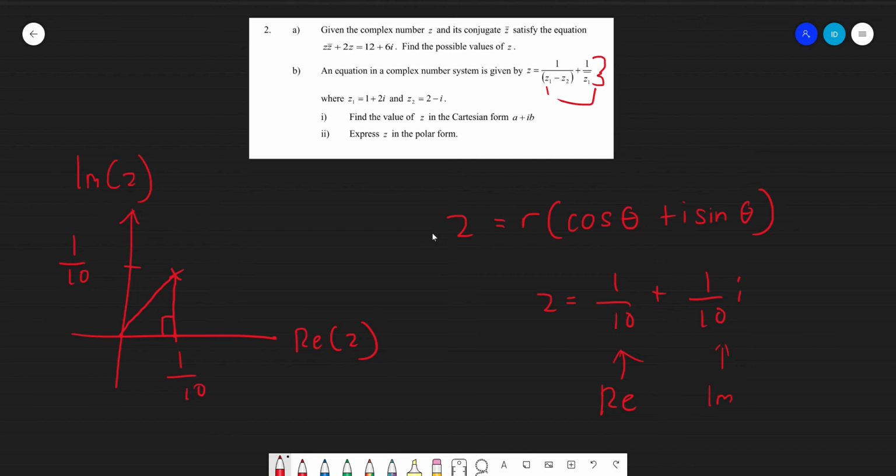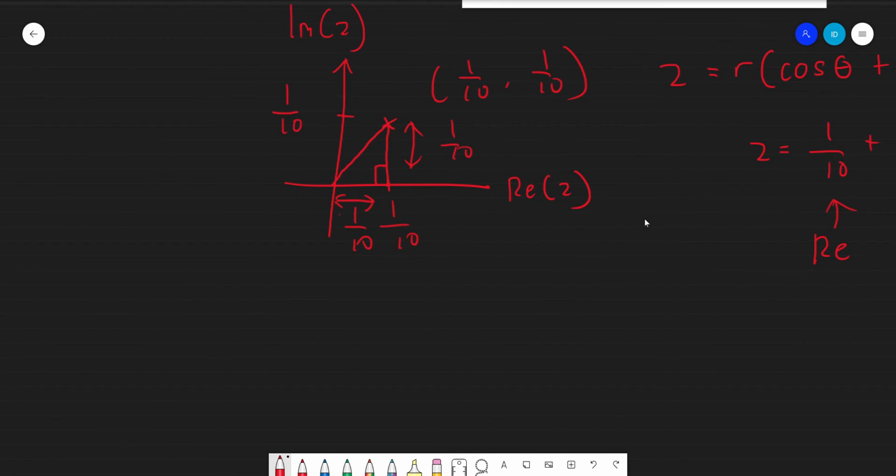Triangle. And now we know that the coordinates for this will be bracket 1 over 10, 1 over 10. So we know that the vertical of this triangle should be 1 over 10, while the horizontal will be 1 over 10 as well. So r is basically the hypotenuse of the triangle. This is r. Oops, capital R should be small r. So we will be using the Pythagoras theorem to get the value for r.